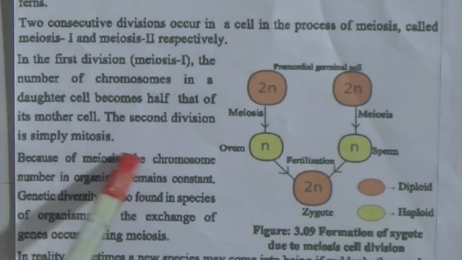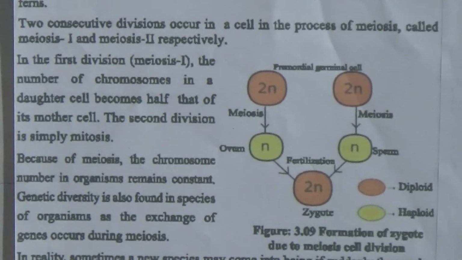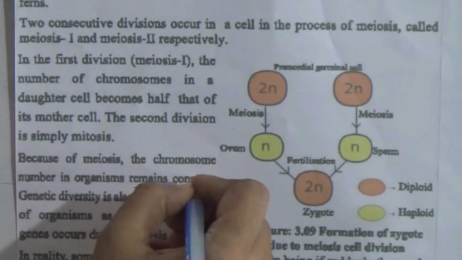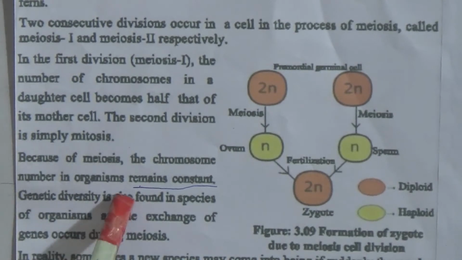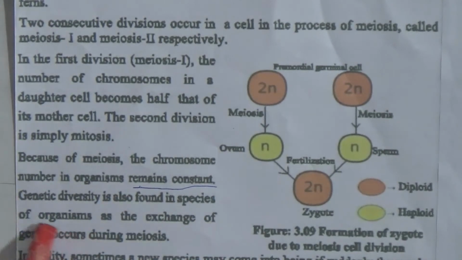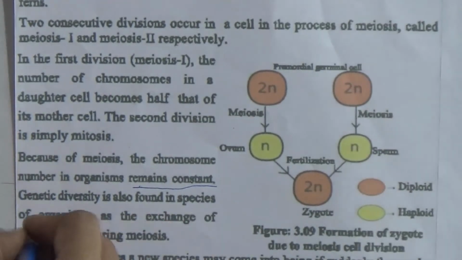Because of meiosis, the chromosome number in an organism remains constant, and this is very important for any organism. And genetic diversity is also found in species of organisms, as the exchange of genes occurs during meiosis.